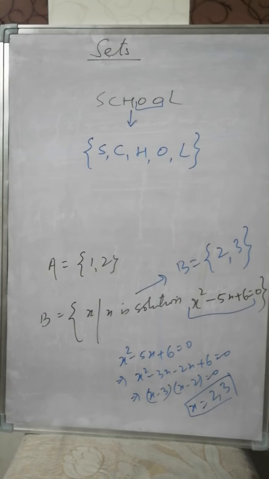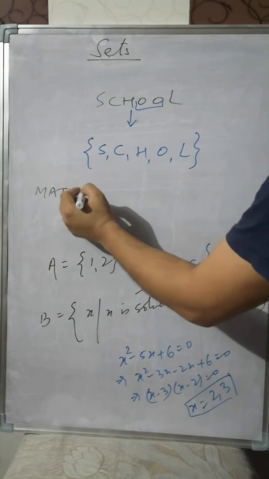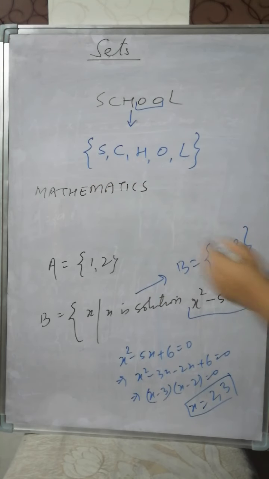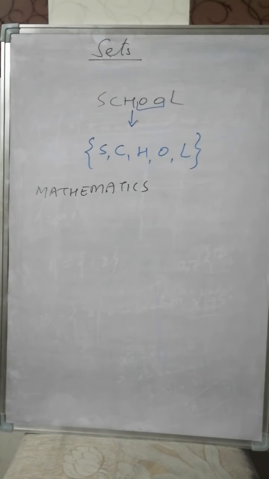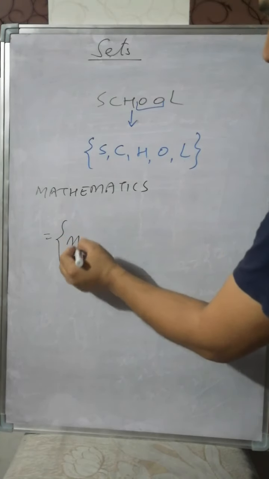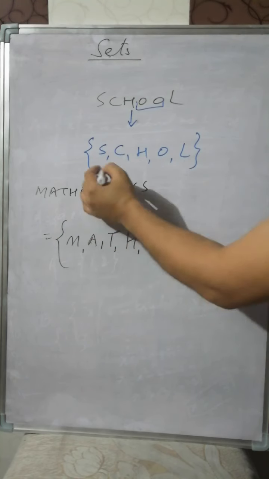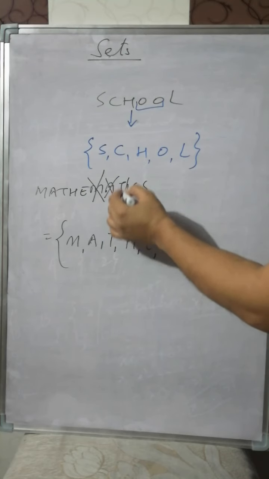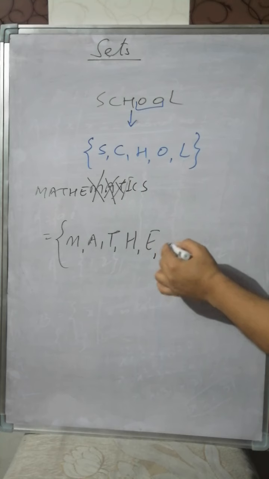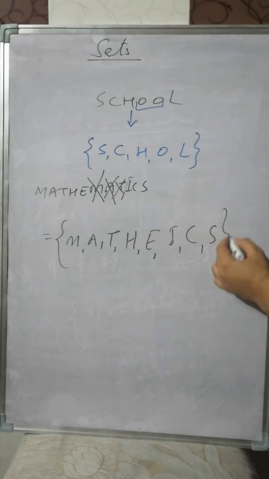Similarly, if we talk about mathematics, and you have to make a set of all the letters of the word mathematics, what you have to do is write only those. So you have to write M, A, T, H, E. This M will not be there, this A will not be there, this T will not be there, I will be there, C will be there, and S will be there. Even if there is something occurring thrice.